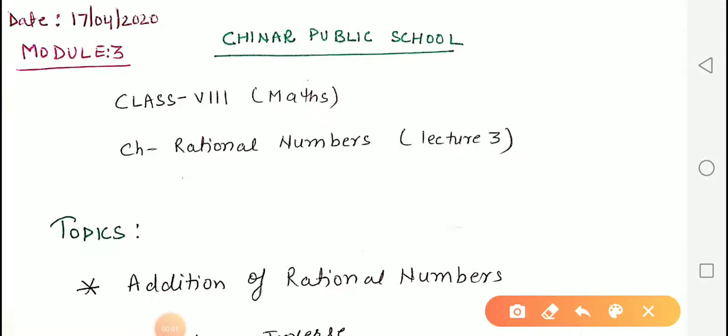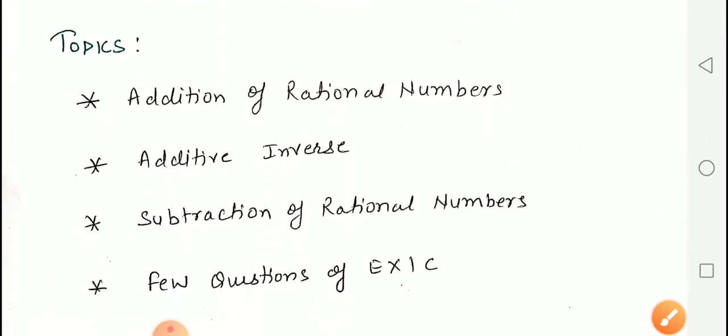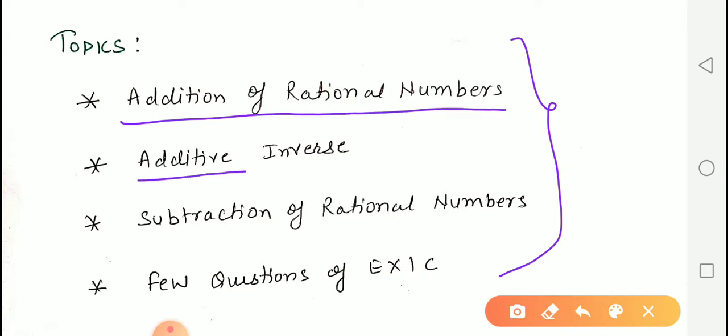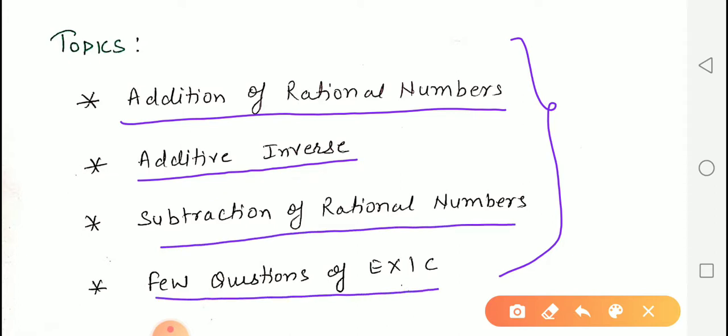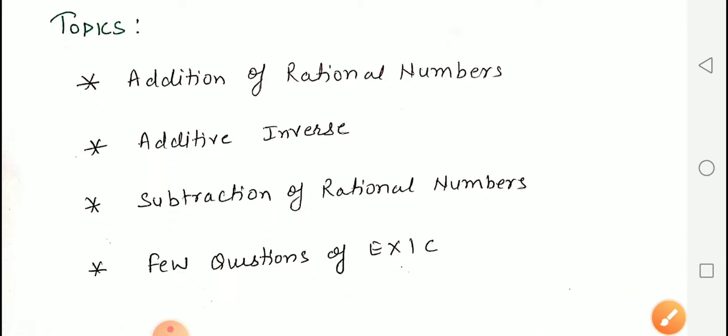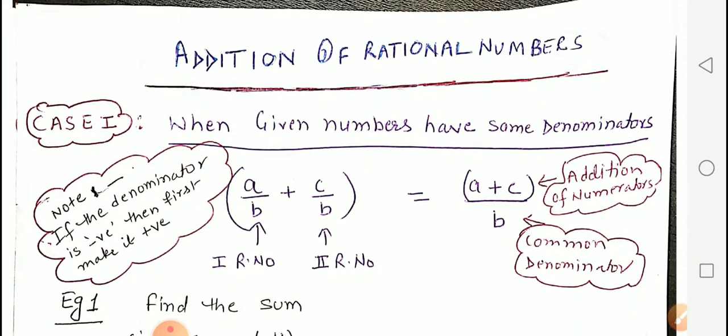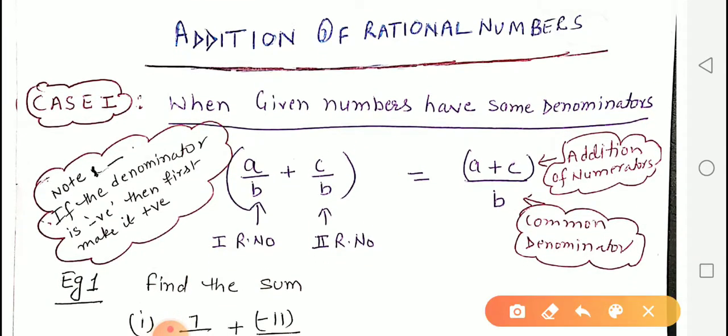Good morning, students. Today is module 3 of the chapter Rational Numbers. This is lecture 3. Today we will cover these topics. First, addition of rational numbers, then additive inverse, then subtraction of rational numbers, and a few questions of exercise 1C. Now let us start with addition of rational numbers.